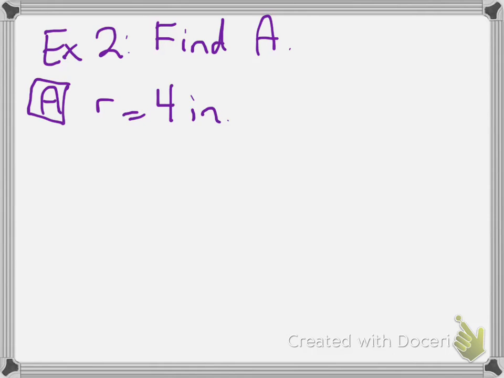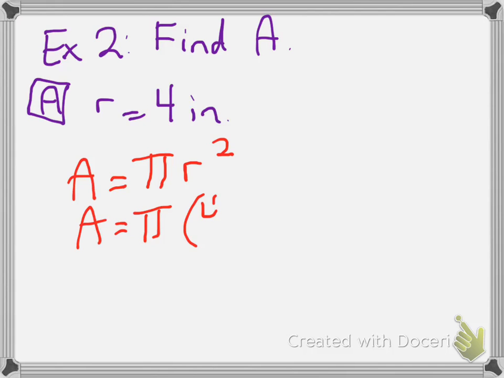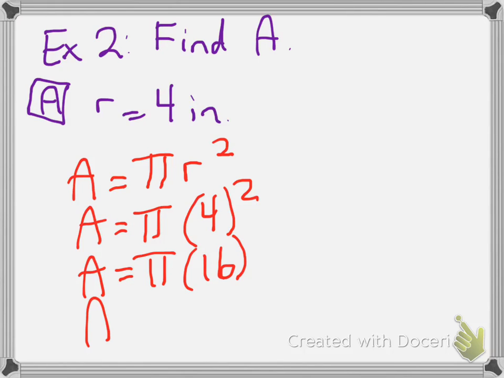So, let's find A. We're given our radius of 4 inches. So your area is pi r squared. Your area is pi times 4 squared. Your area is pi 4 squared, 16. Your area then is 16 pi, our units, inches.